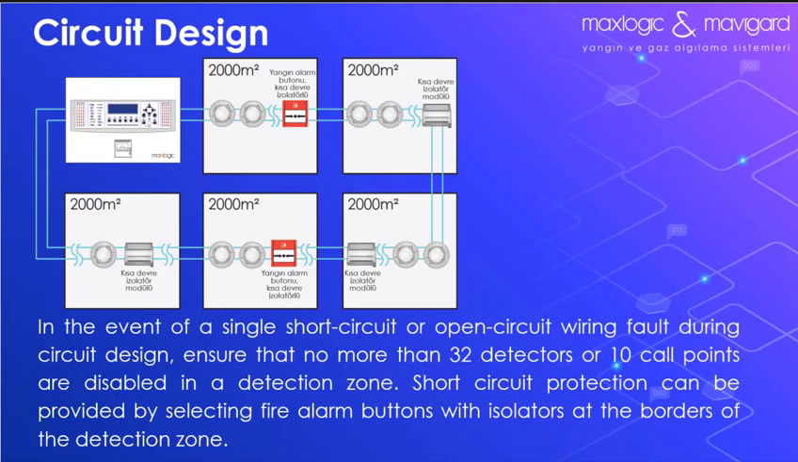After the change, in case of a single short circuit or open circuit cable fault, while performing the circuit design, you must ensure that no more than 32 detectors or 10 alarm buttons are disabled in the detection zone. Short circuit protection can be provided by selecting the fire alarm buttons located at the boundaries of the detection zone in the model with isolators.